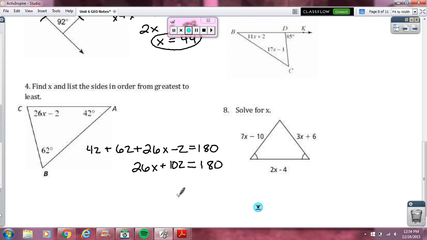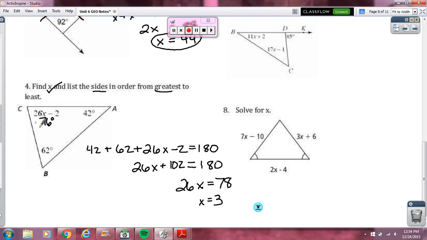I'll subtract 102 from 180. 26x equals 78, and then divide by 26 and get that x equals 3. So that's first part taken care of. If x is 3 though, then angle C is going to be 26 times 3 minus 2, or 76 degrees.